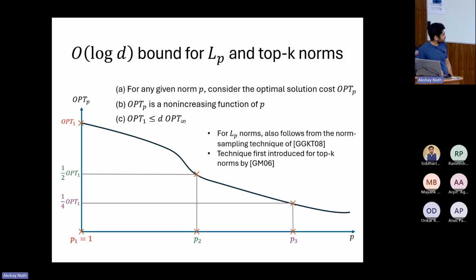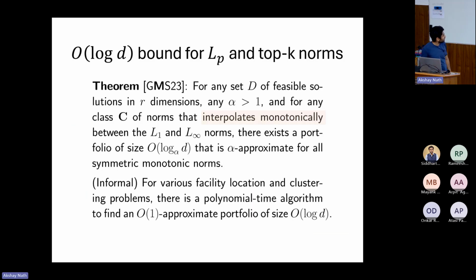This technique was first introduced for top K norms by Goel and Meyerson. This generalizes to very different settings. What we proved was a slight extension of this for the first part of the theorem, which is to say that for any norm class that goes between L1 and L infinity in a nice, monotonic way, you can get an order log D size portfolio. Or if you want an alpha approximation, you can do order log D to the base alpha.